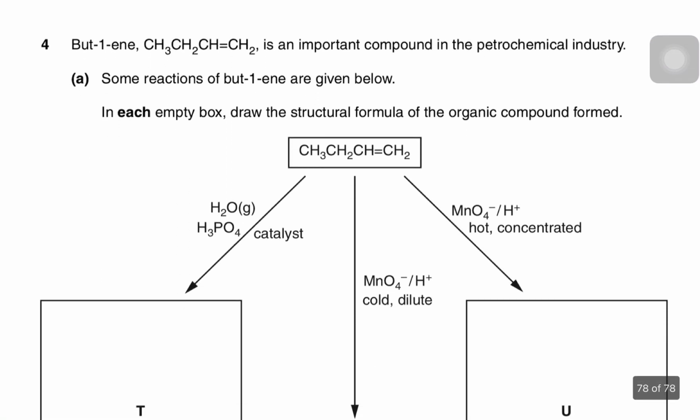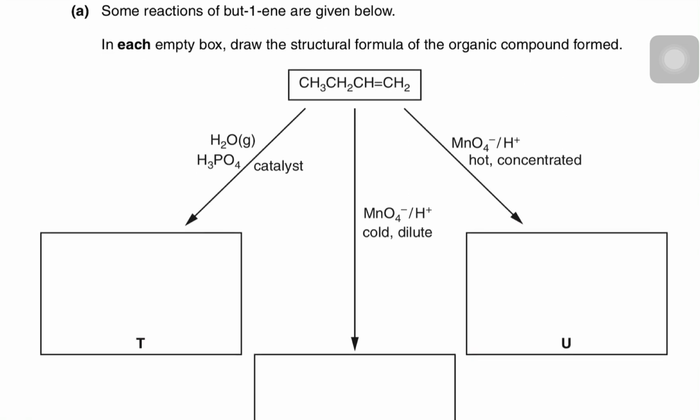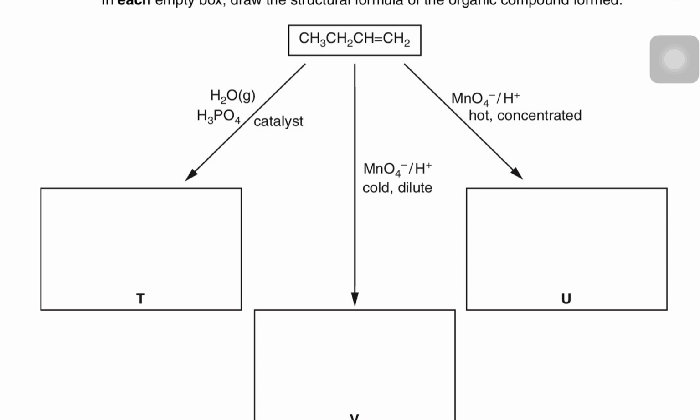Let's do this question. It says butadiene is an important compound in the petrochemical industry. Some reactions of butadiene are given below. In each box, draw the structural formula. Okay. First they want us to do addition of steam. So everything remains the same from the left, CH3. I'm starting from the left, by the way. Then you can see a CH2. Then the CH and then CH2, right?